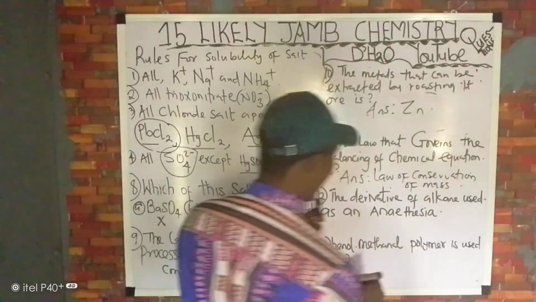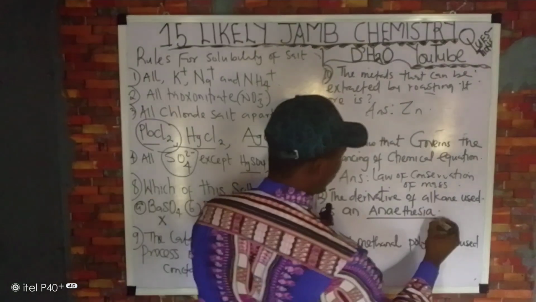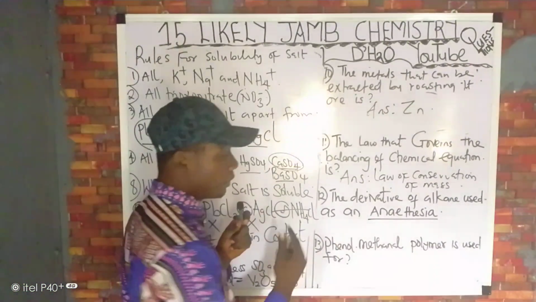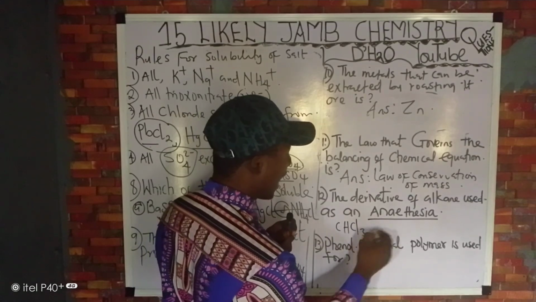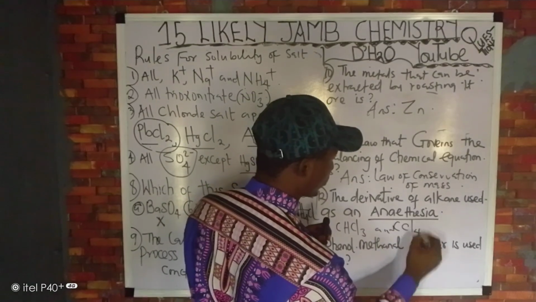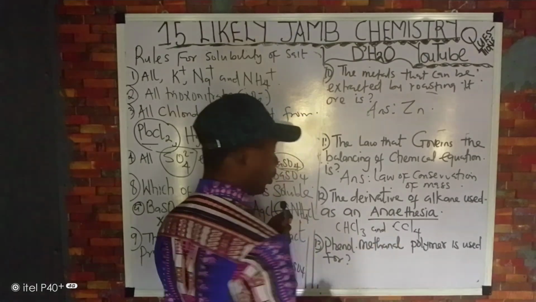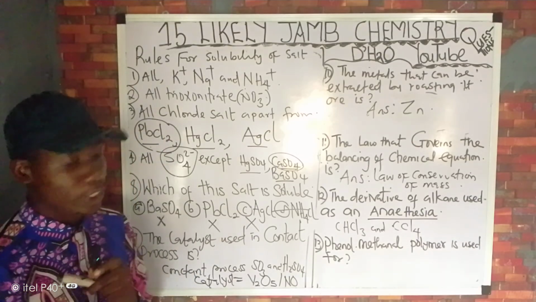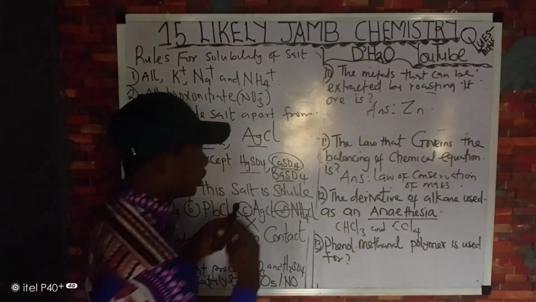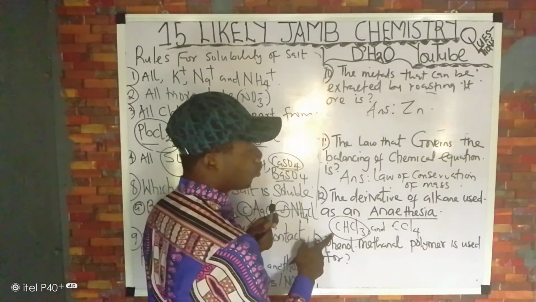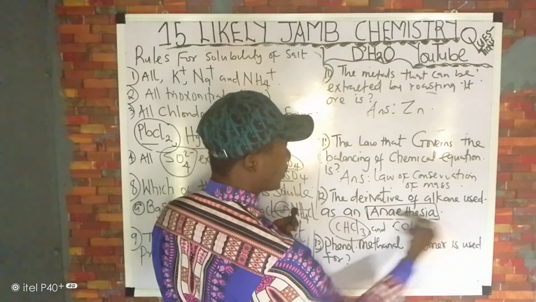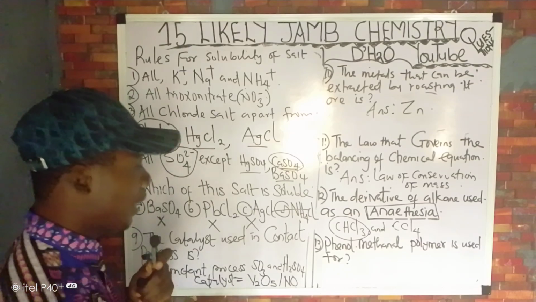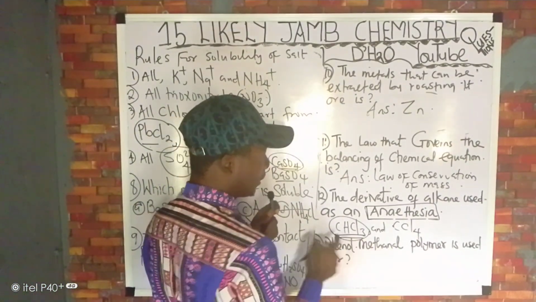Let's write it down. The derivative of alkane used as anesthetic is what? Now, in substitution reaction of alkane, the two products that are very useful are trichloromethane and tetrachloromethane. These two products are obtained in the substitution reaction of alkane using chlorine as the halogen in the presence of sunlight. Now, what is trichloromethane used for? Trichloromethane is what they call chloroform, the old anesthetic. It is usually given to patients during surgical operation as a pain reliever. Take note of that.